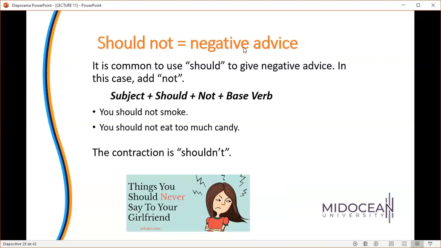Now you have negative advice. It's common to use should to give negative advice. In this case, we add not, okay? You have subject plus should plus not plus base verb. You shouldn't smoke. You shouldn't eat too much candy, okay?